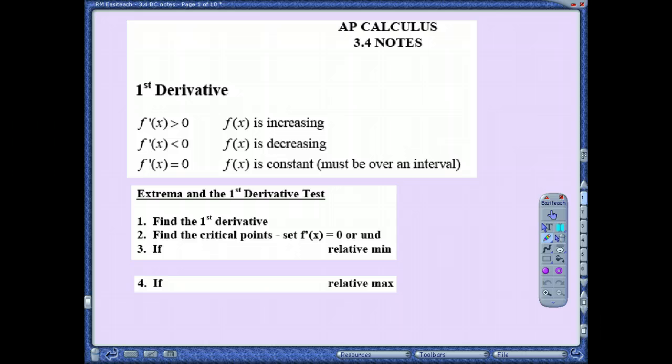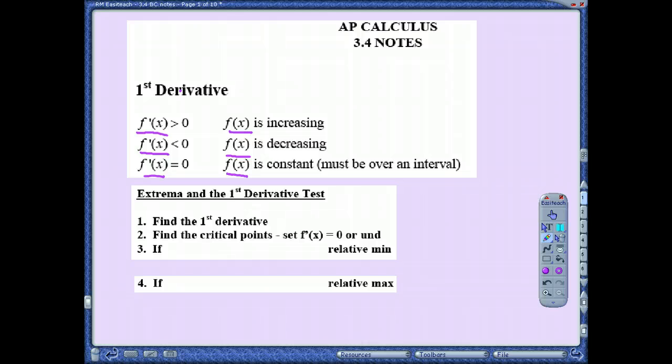So we've been talking about first derivatives and what that tells us about our function. We know that the first derivative, if it is greater than 0, tells us our original function's increasing. If it is less than 0, our function's decreasing. And if it's equal to 0 on an interval, our function is constant.